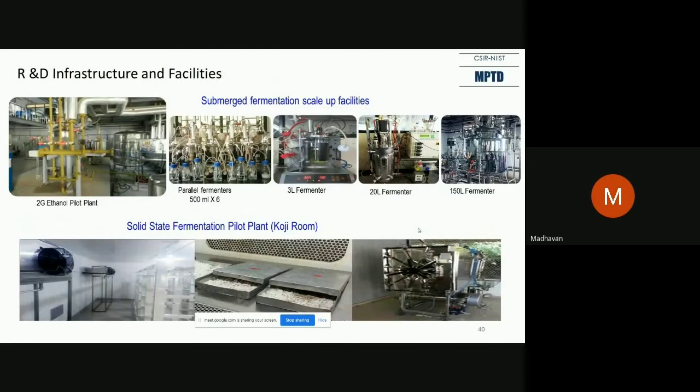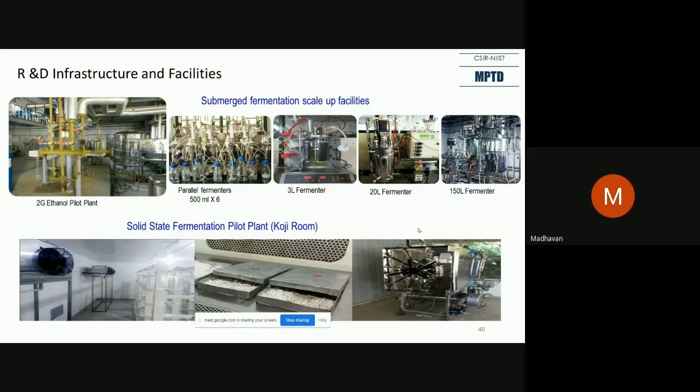As I told you, we have a 2G ethanol pilot plant here, where we can treat 80 kilograms of biomass and from that you get ethanol. Pre-treatment, hydrolysis, all the unit operations can be done in our pilot plant. And we have fermenters of different capacities, starting from a parallel system for 500 ml up to a 150-liter large scale fermenter, with 3 liter, 20 liter, and 150 liter.